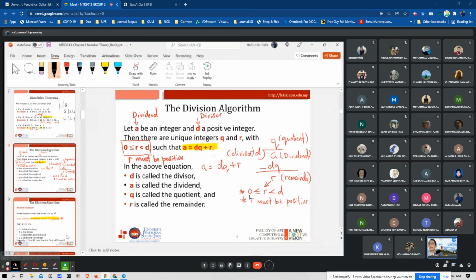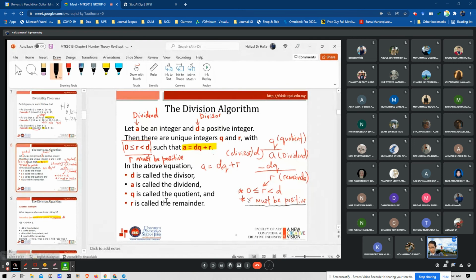Okay, d, a, q, and r. Then 0 is less than or equal to r, the remainder, which is less than d, the divisor, and r must be non-negative. This one is the algorithm. Later we look into this.